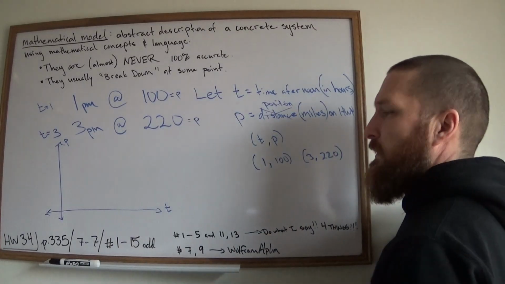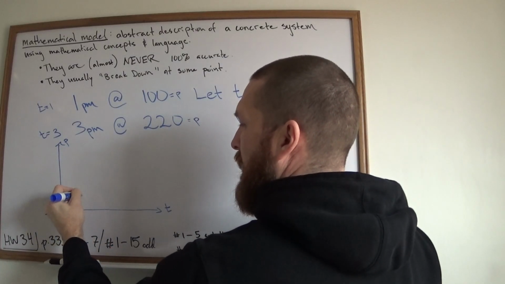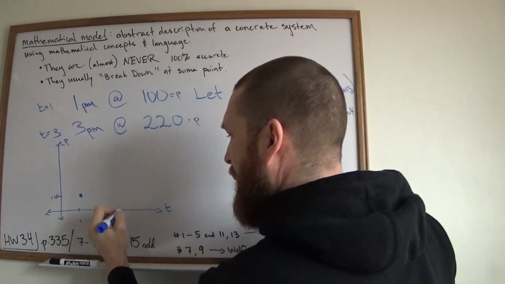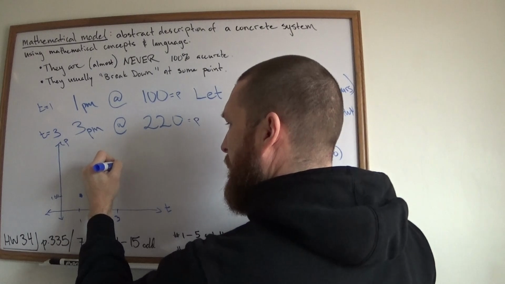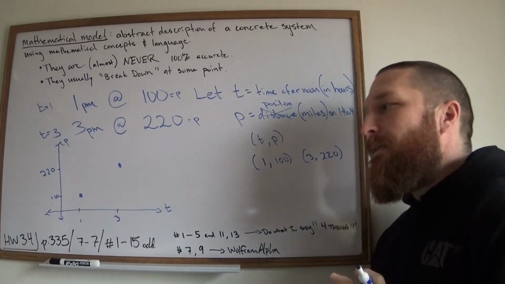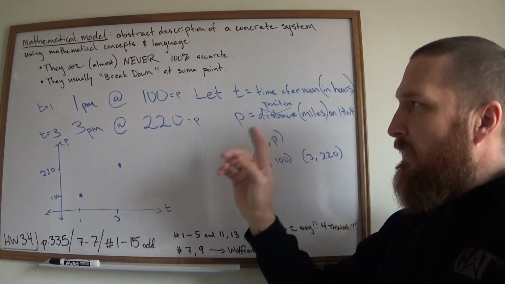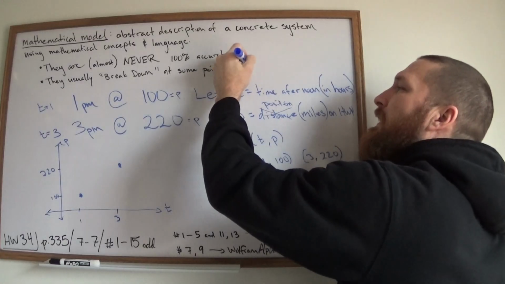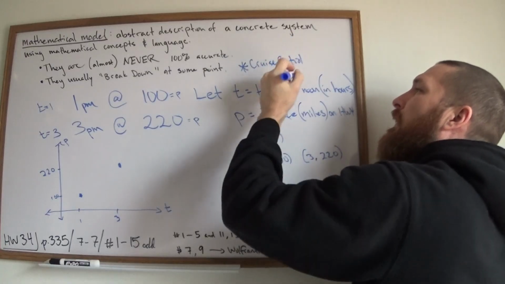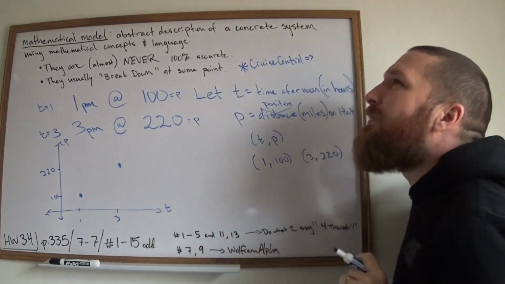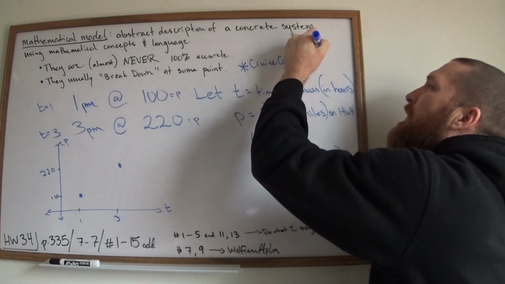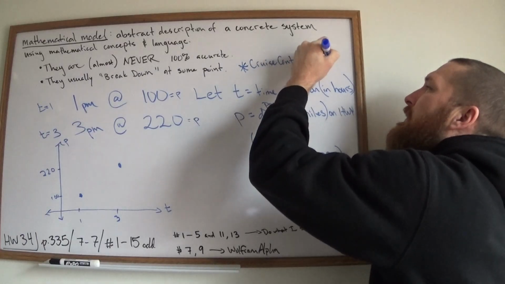Now let's just plot those points here. We have at 1, we had 100. And at 3, we had 220. Now, we could say, since we were going a constant speed, we had our cruise control on in the problem, so that means our speed was constant, right? So we had a constant speed.